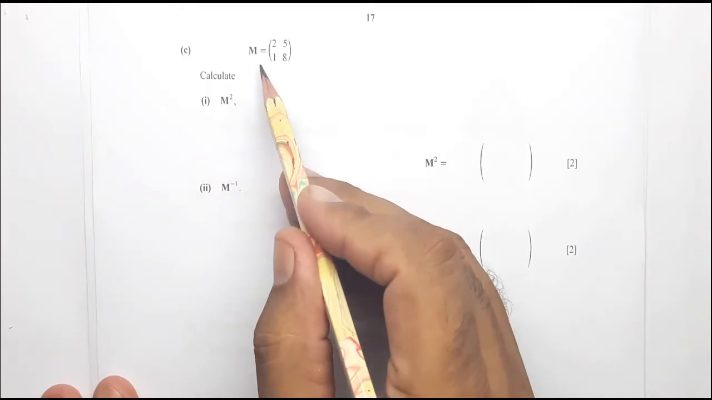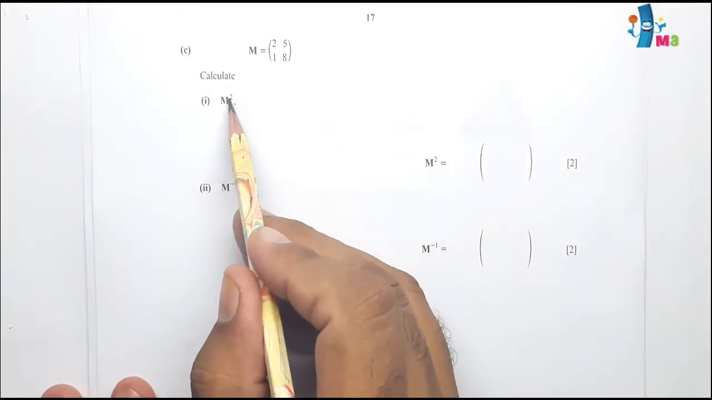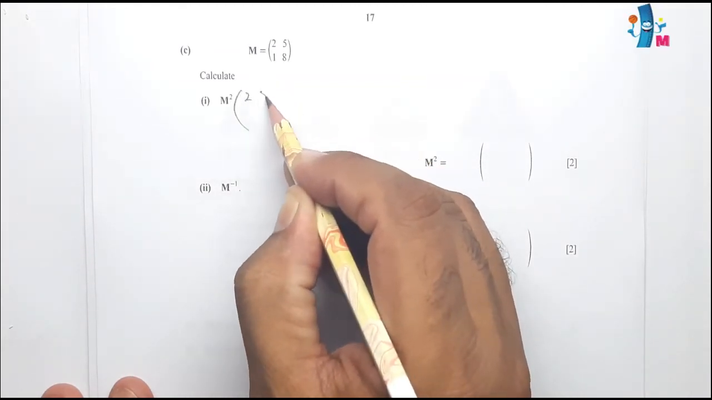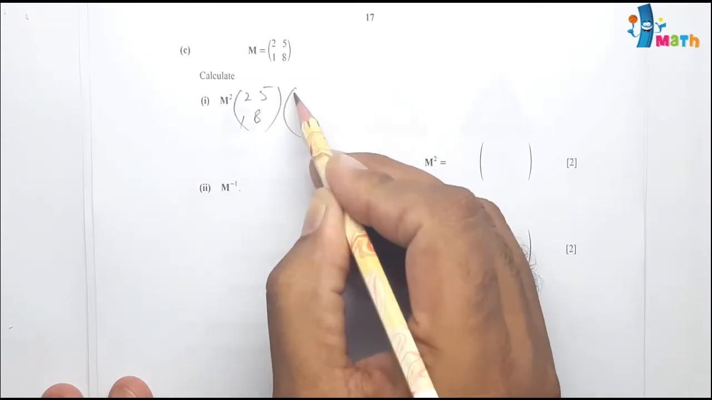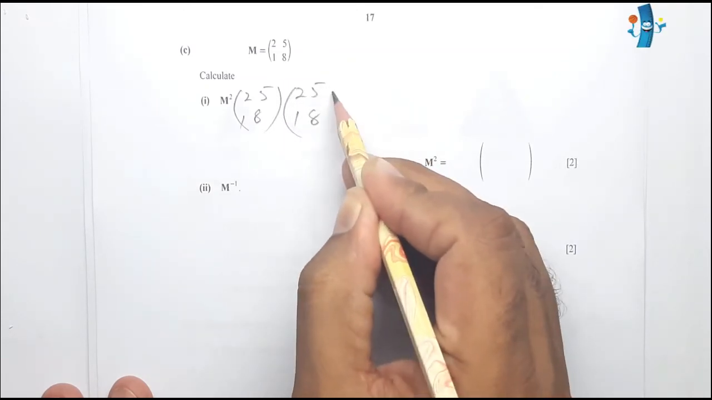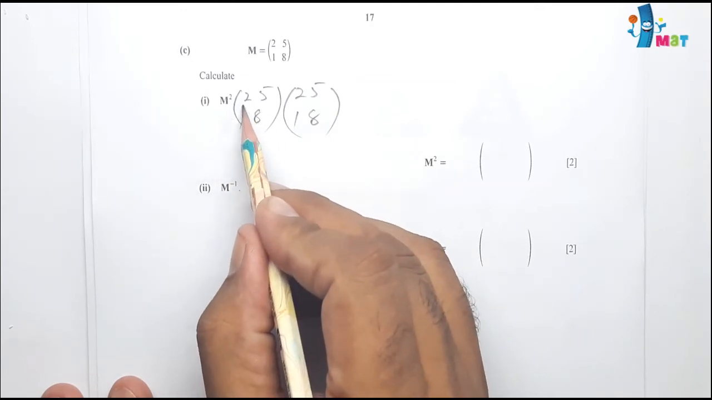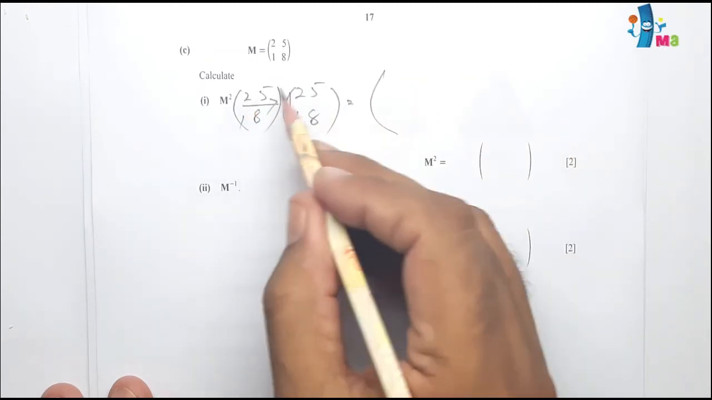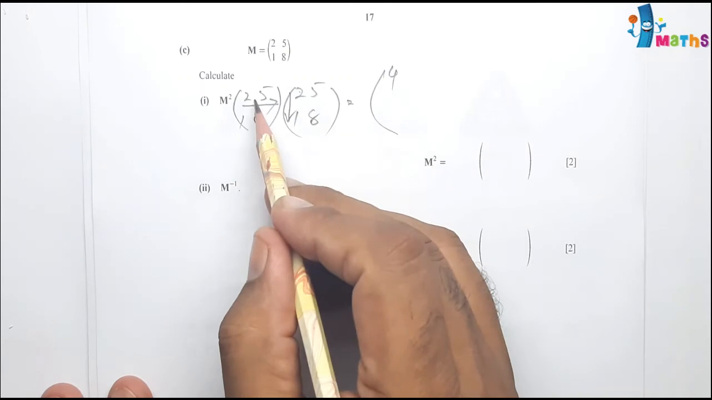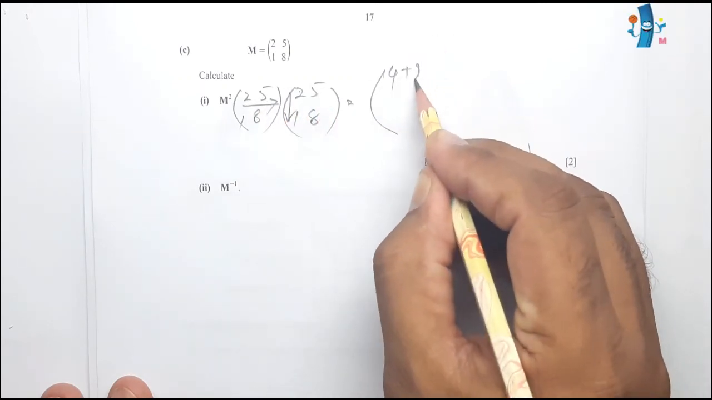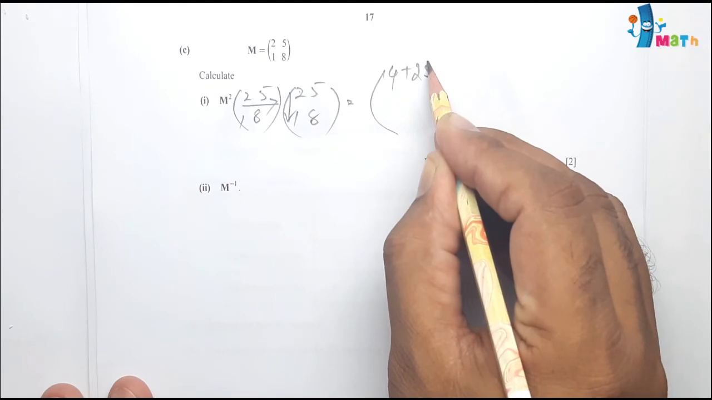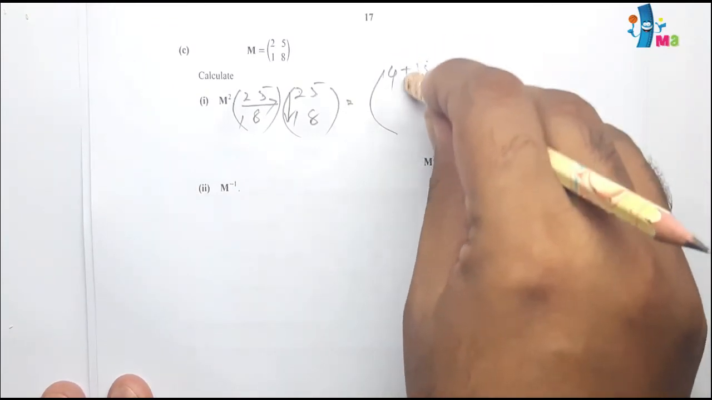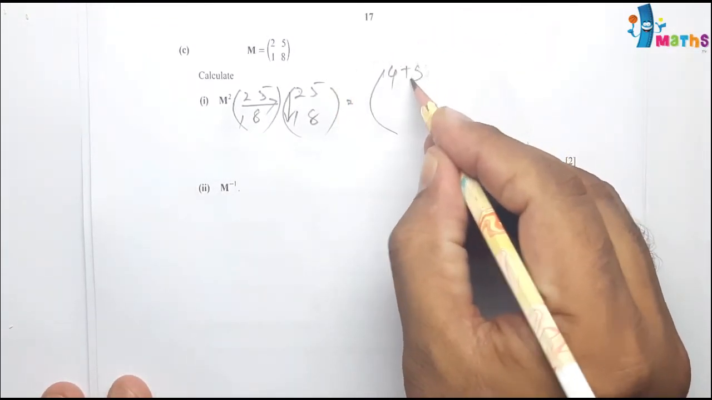C part, M matrix is given, and we are supposed to calculate M square. So M square means M into M. So 2, 5, 1, 8 multiplied by 2, 5, 1, 8. So we know that first row and first column will be multiplied, and this will be 2 into 2 means 4, and then 5 into 1, 5 multiplied by 1 will be 5. So this will be 5.